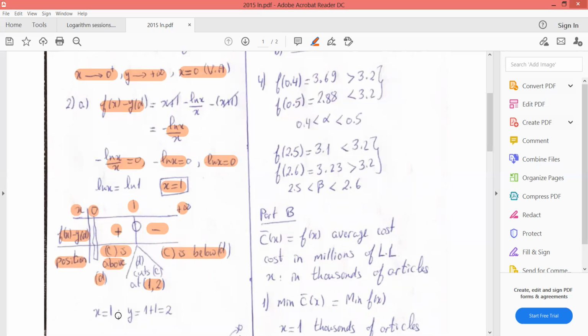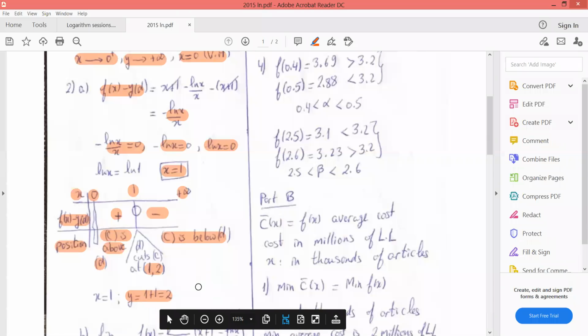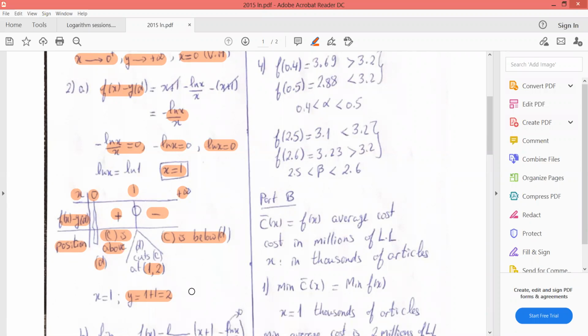Please, any questions here? Again, to study the position, you find the sign of f(x) minus y_D. You solve it equal to 0. You make a sign table, and you study the position. Ustaz, I have a question. Do we always write that D cuts C at (1, 2)? Sometimes we don't write it, if it is always above or always below.